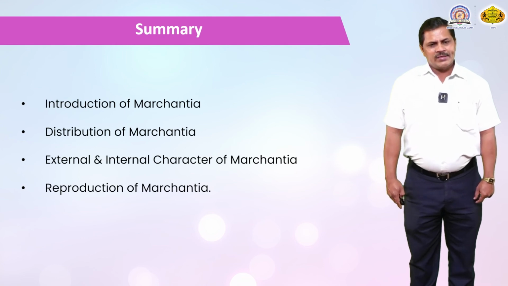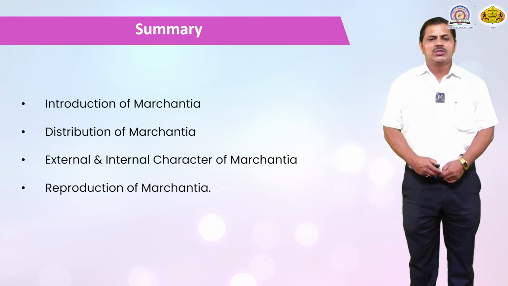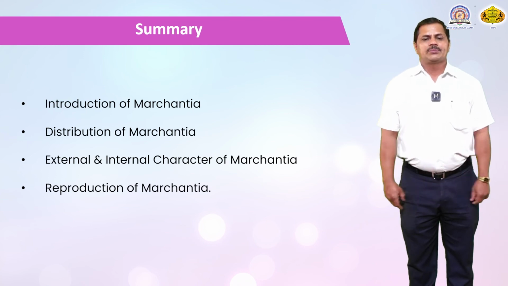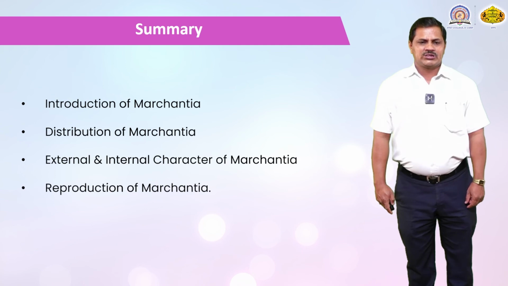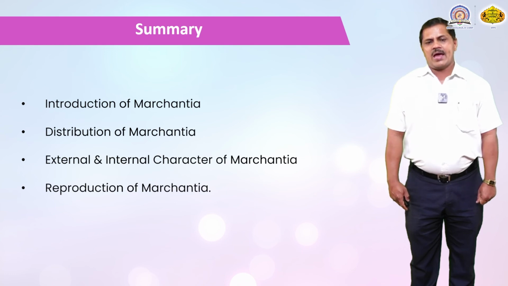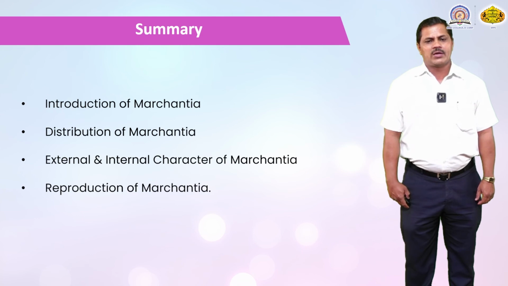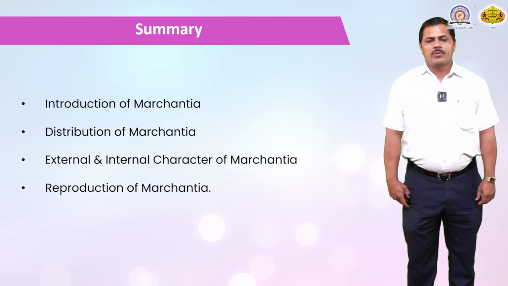Today's lecture will discuss the introduction of Marchantia. Marchantia is distributed worldwide and grows in marshy places. Marchantia is flat and dorsiventral in structure, and smooth and scaly rhizoids develop on it. These rhizoids are useful for the absorption of water and mineral molecules.